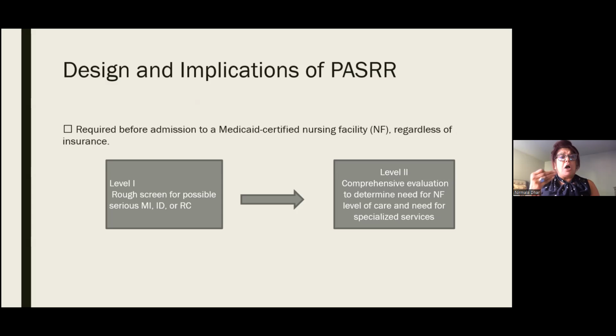Level 2 is a comprehensive evaluation to determine, first of all, does this person need nursing home level of care? That means being cautious that we are not warehousing that person. And if they do, do they need specialized services? I will talk about that. Or what other mental health services do they need in the nursing home while they are there, so that they have a good quality of life and thrive? That's essentially what level 2 is doing. It's a comprehensive evaluation.